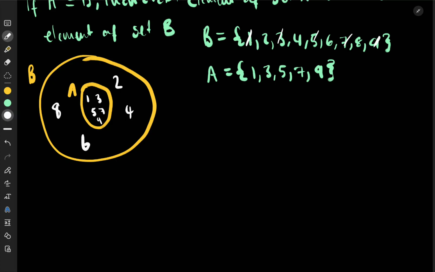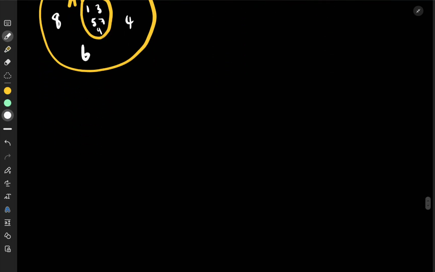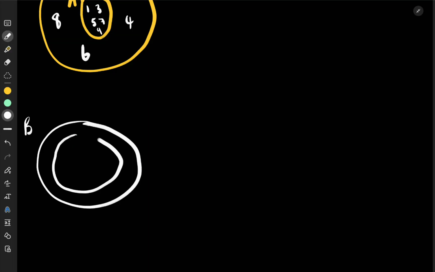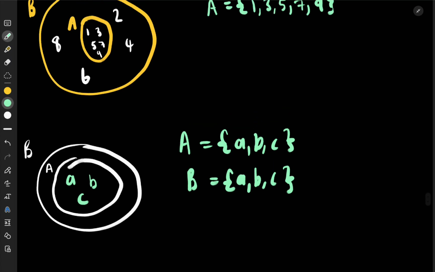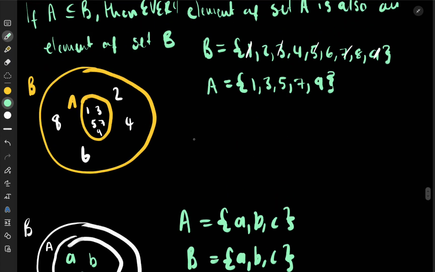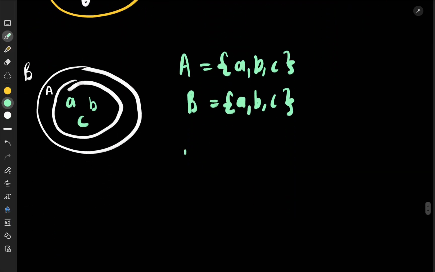This is the first situation you could have. Another situation is when you have the set B, and in set B you have set A, and these will have A, B, and C. In other words, set A in this case would be the letters A, B, and C. And set B will be made up of A, B, and C. In these two situations, we can say that A is a subset of B. A is a subset of B here, and A is also a subset of B here.